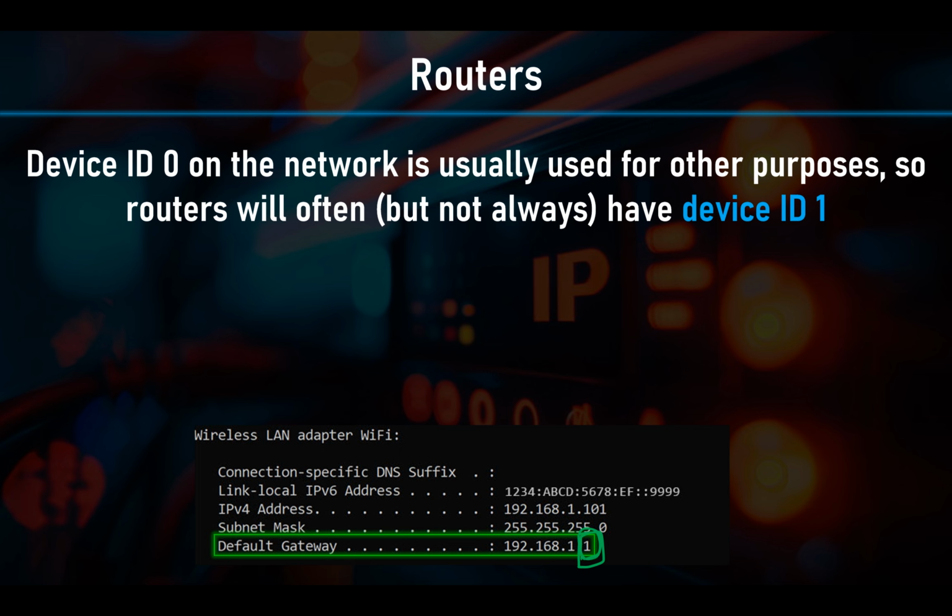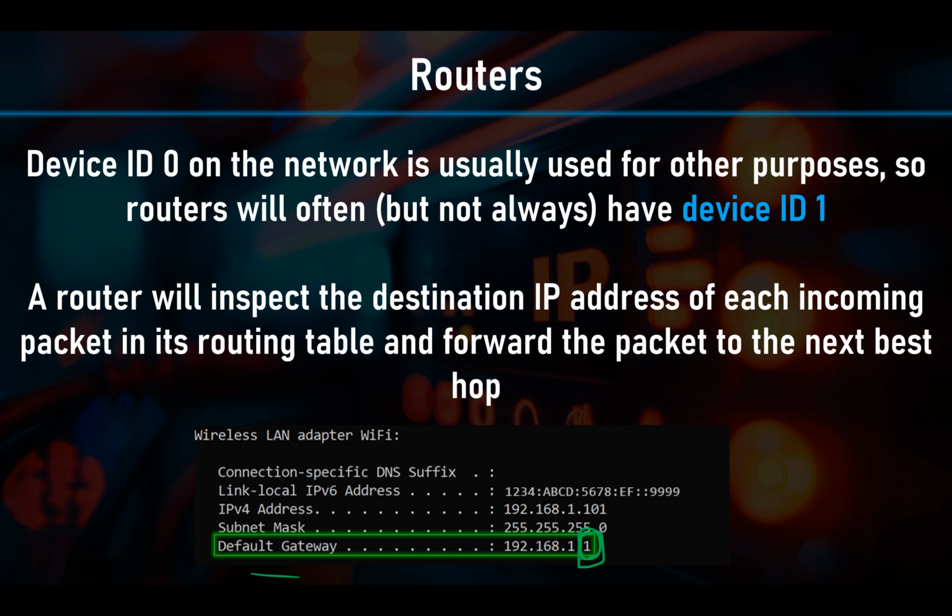And when it says gateway, if you remember, that's the entry and exit point to the network. Now on a home network, the entry and exit point to the network is just going to be the router. So when it says default gateway, the default gateway is basically just the router.